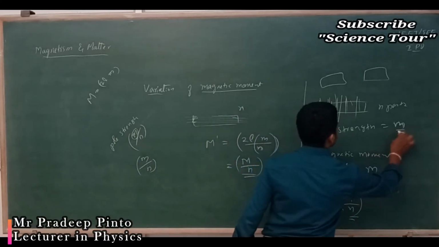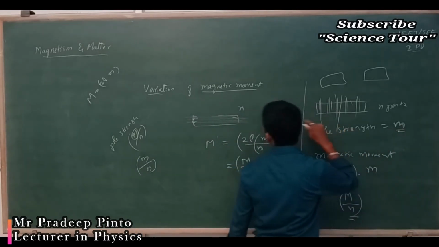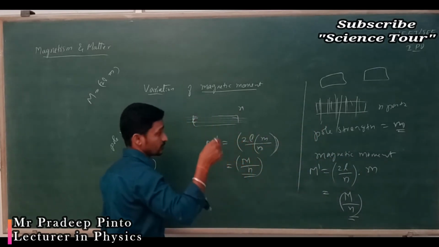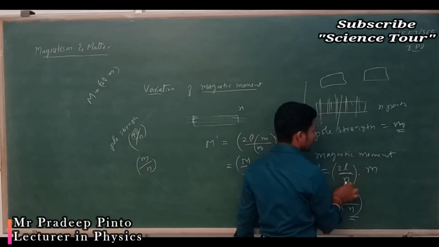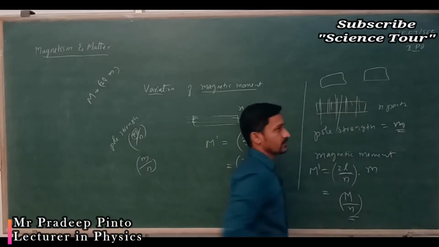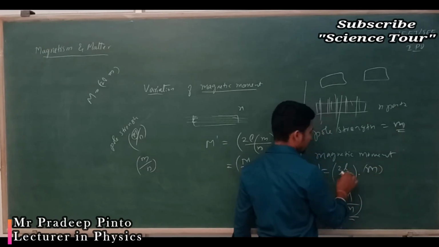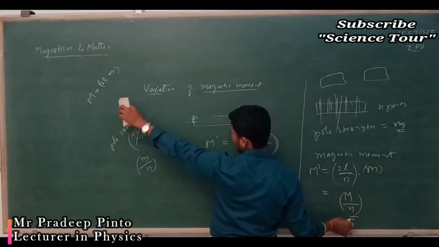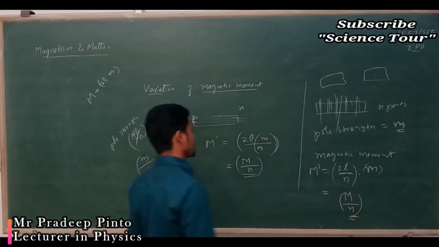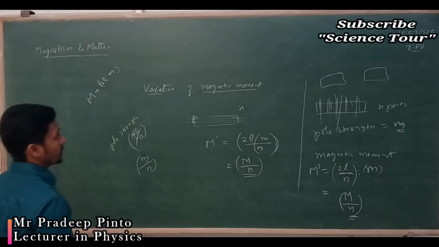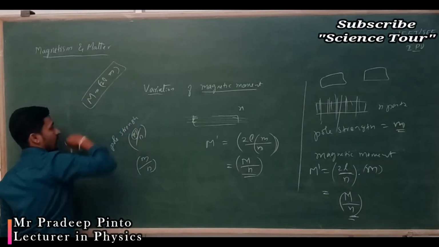Now what is going to happen? The pole strength is m, and the magnetic moment is 2L into m. Now the length is changed: 2L is divided into n parts, but m remains the same. For each part, 2Lm, which is the capital M, is divided by n. That is what we are going to get. So this is the actual magnetic moment for the original magnet.